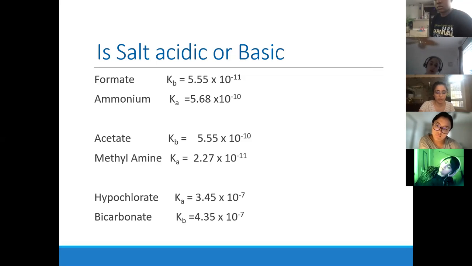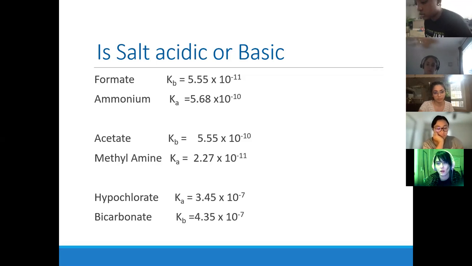It's kind of something you've got to wrap your head around. So the Ka is bigger? Ka is a bigger number, so Ka is bigger than Kb. Is my solution going to be acidic or basic? Acidic. Slightly acidic, because these numbers aren't too far away from each other.